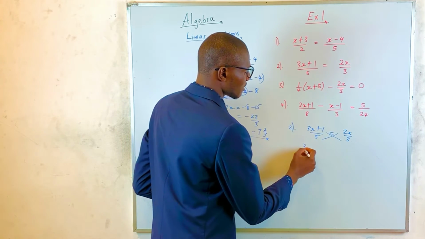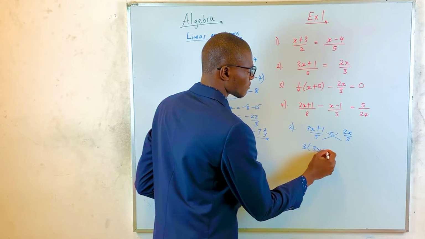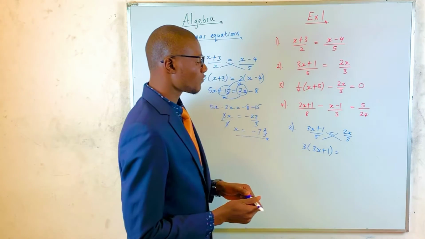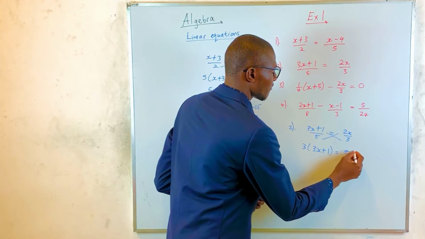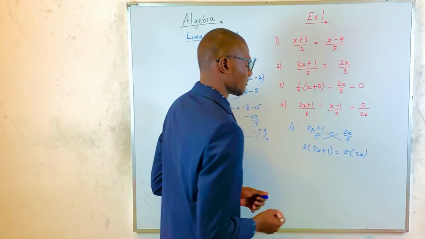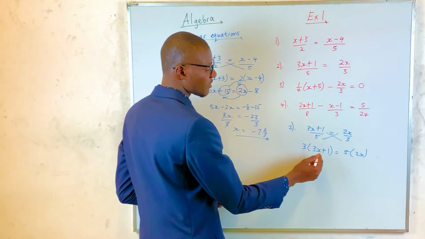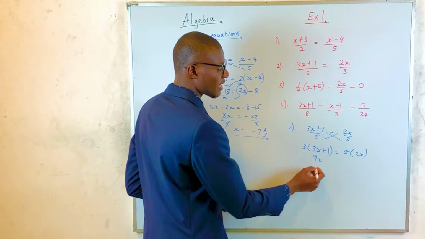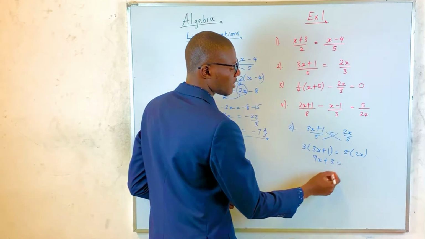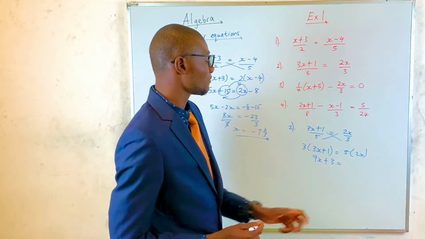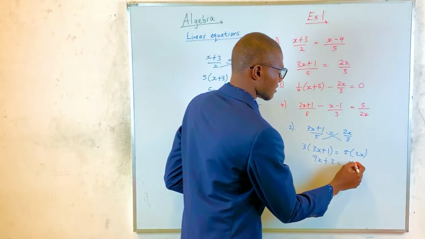So we now have on the left hand side 3 times (x + 1), then equal to, on the right hand side we now have 5 multiplied by 2x. Right, so if we solve here, we remove the brackets, we're saying 3 times 3x, that's 9x, plus 3 times 1 is 3. This should be equal to 5 times 2x, that's 10x.